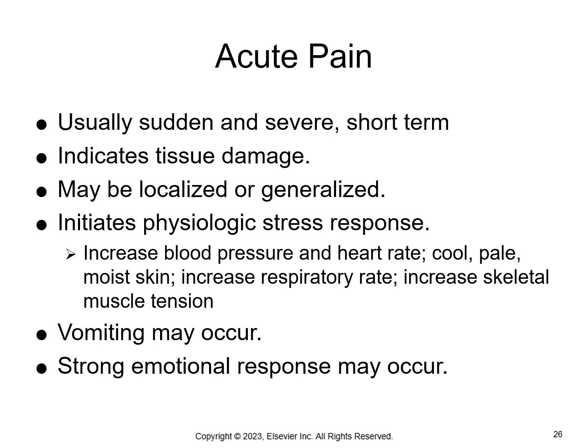With acute pain, the onset is usually sudden and severe but short-lived. This indicates tissue damage and decreases once the cause is treated. It can be localized or generalized. It usually will initiate a physiological response with increases in blood pressure, heart rate, a cool, pale, moist skin, increased respiratory rate, and increased skeletal muscle tension. Vomiting may also occur. There may be a strong emotional response as indicated by facial or verbal expressions and a high level of anxiety.